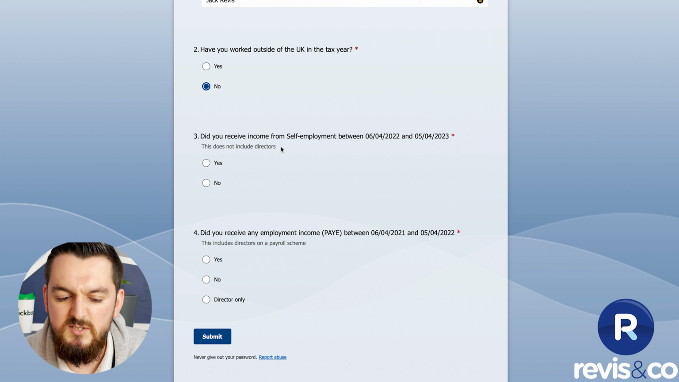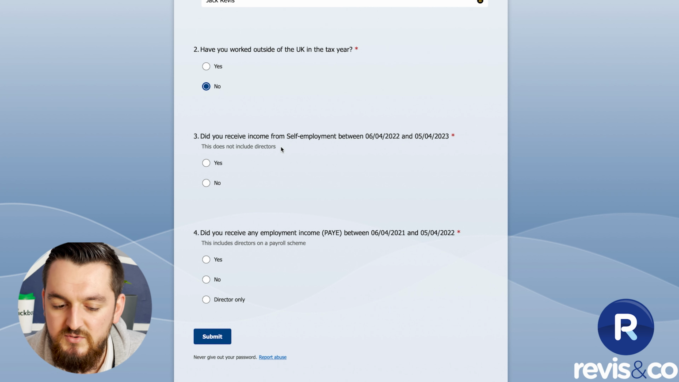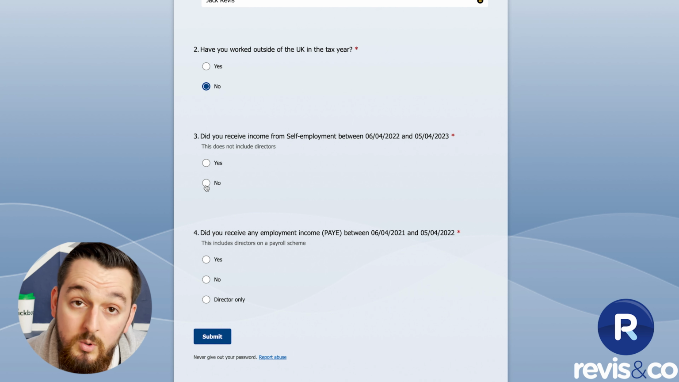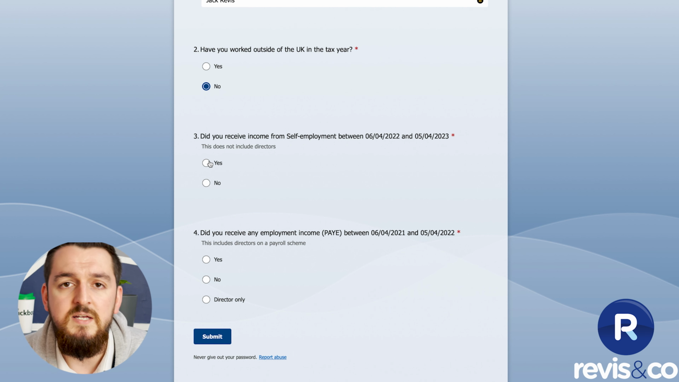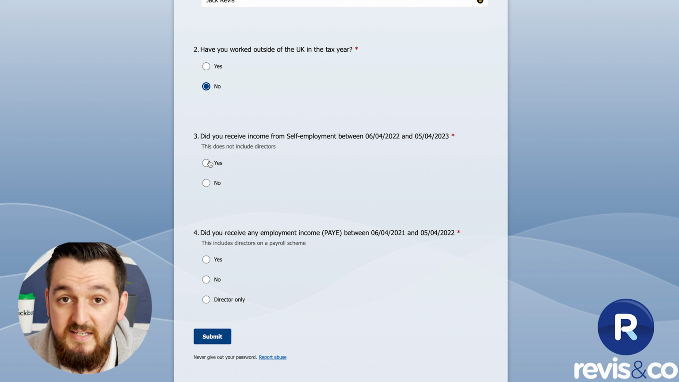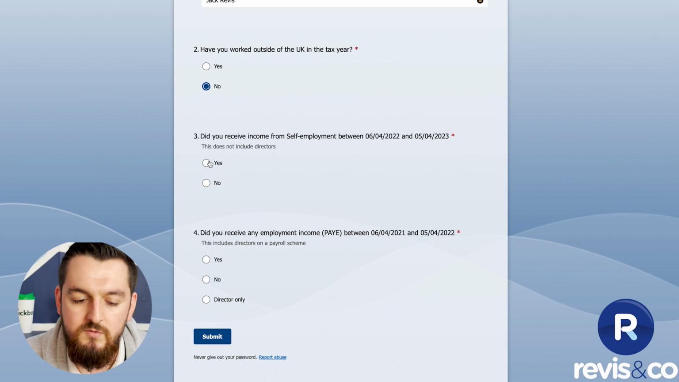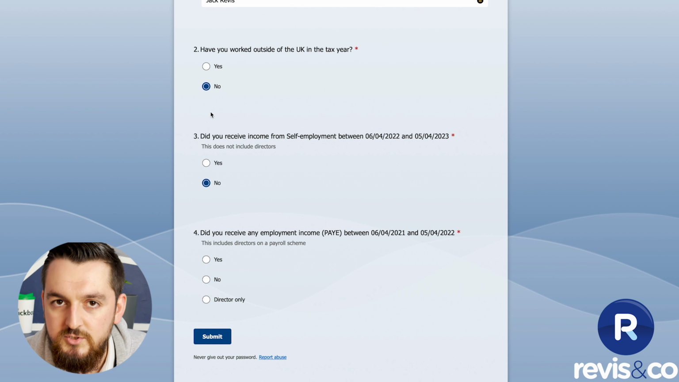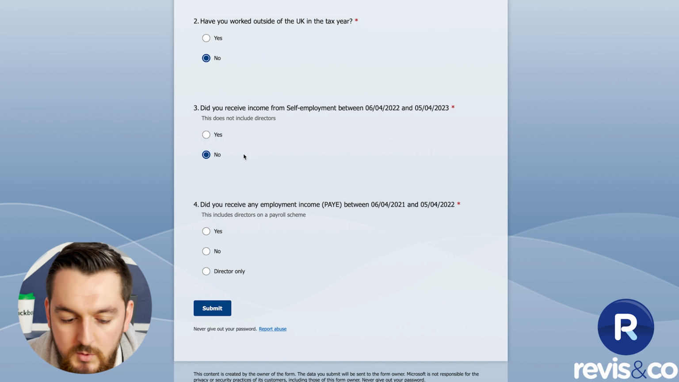Did you receive income from self-employment? So again, this is mostly self-explanatory, but as it says in the notes, this does not include directors. So if you're only a director, this is a no on this question here. But if you have received income that is your trade, but it's not for a limited company or anything like that, then this will be a yes for you. Clicking yes doesn't change the answers or anything. So I'm just a director here at Reeves & Co, so I'm just going to put no on that one.